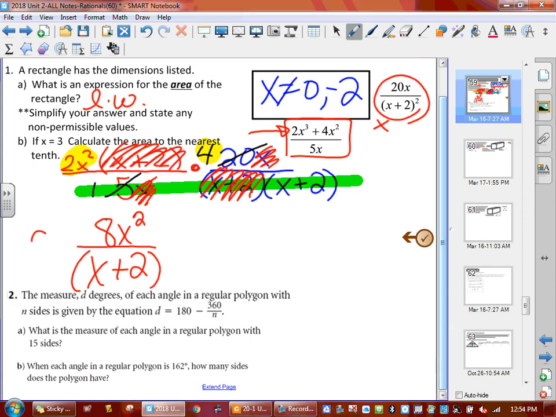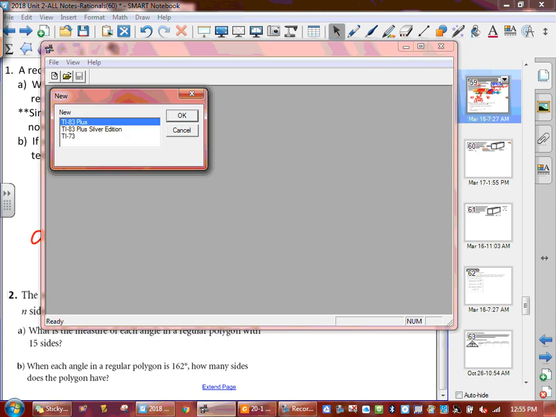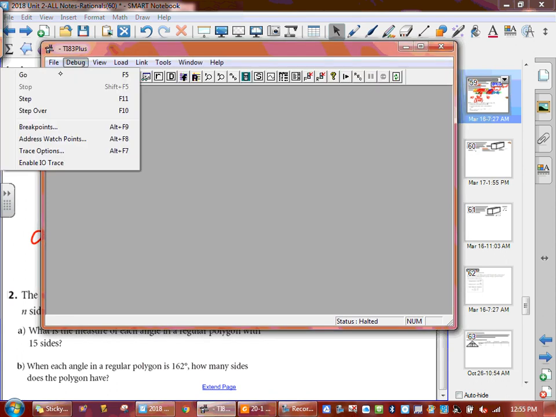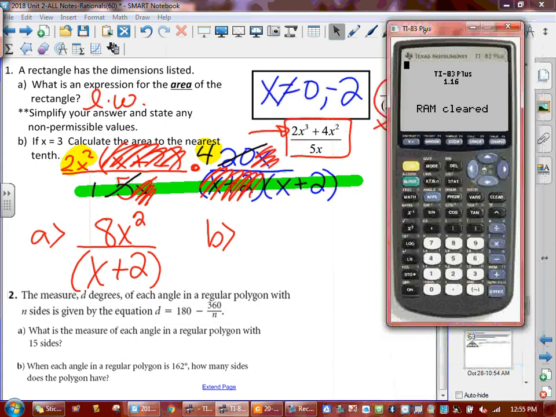Now B says, what if x is 3? How big is it? Well, now we're going to substitute in 3 for x. There's a couple different ways we can do this. So everybody grab your calculator, and I'm going to show you how to store x again. Right now I want x to be 3, because that's what the question's telling me. So you're going to hit 3. The store button's above the on. Hit the store, and then x, and then enter.